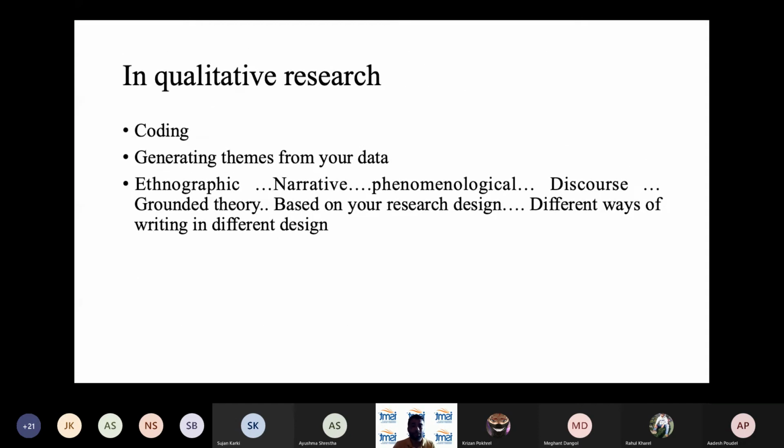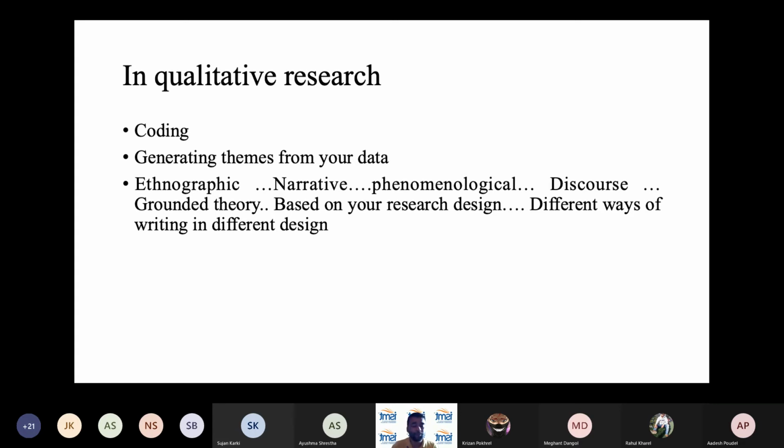In qualitative research, analysis is a bit more difficult than in quantitative research, because in quantitative research you can use statistical tools, but in qualitative research we cannot use that. So we need to generate themes from the data. If you simply ask an open-ended question, such as how you think information technology is affecting our life, you can obtain a number of responses from different participants.